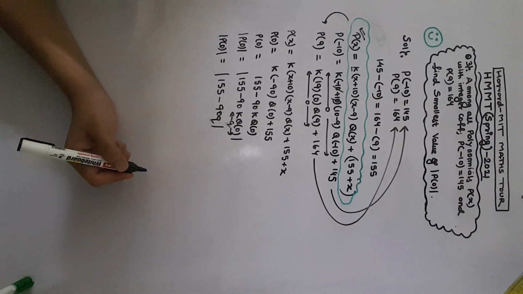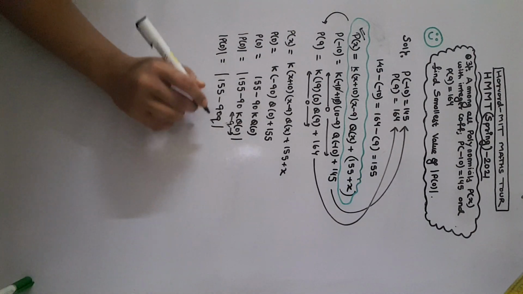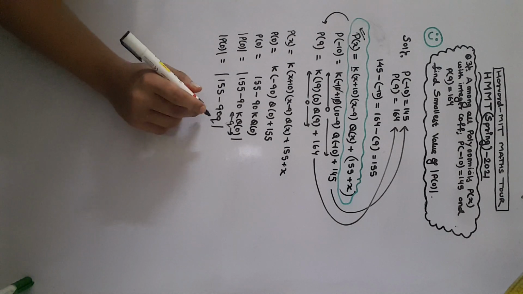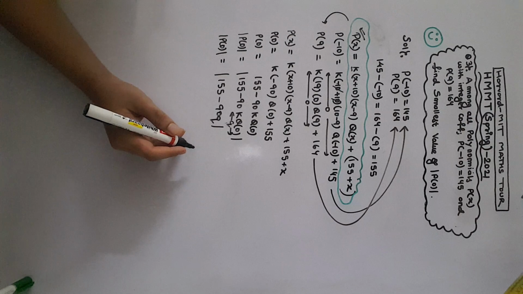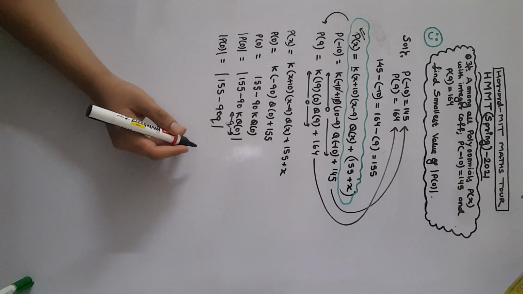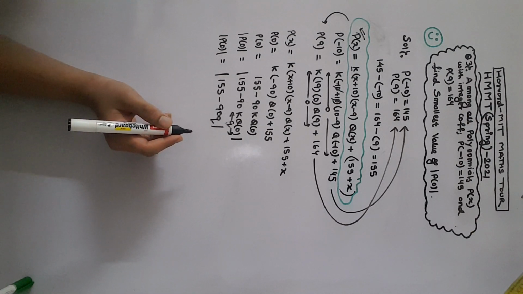Now when you plot a graph of this function, which has been given to us in terms of this variable Q, we need to calculate the minimum possible value that you will get here. Okay.